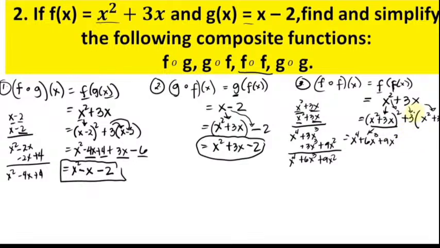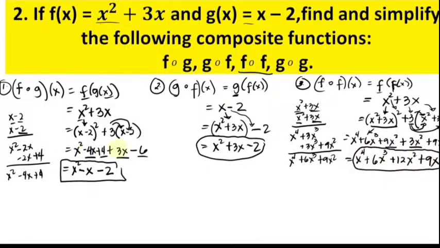Then we distribute this. So plus 3 times x squared, that is 3x squared. Then 3 times 3x, so that is 9x. Then simplify or combine like terms. So x raised to 4 plus 6x cubed, then 9x squared and 3x squared, that is positive 12x squared, plus 9x. This is our final answer.